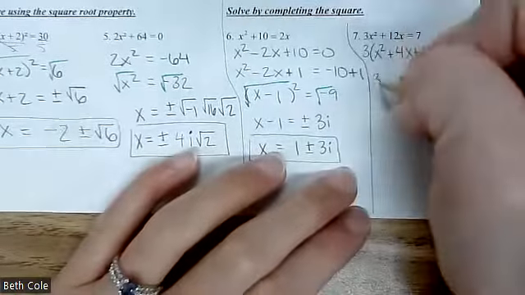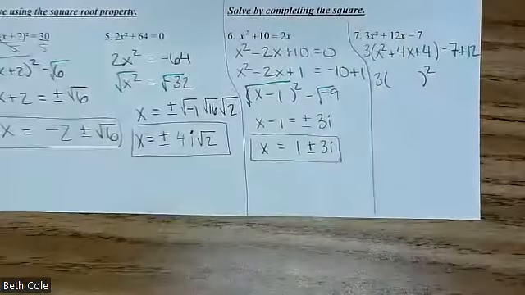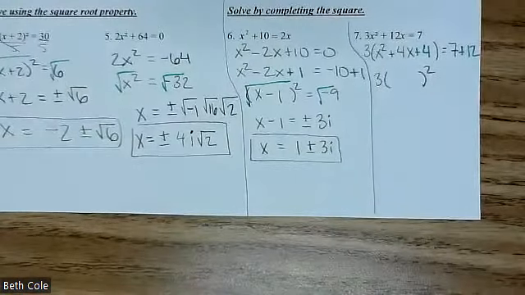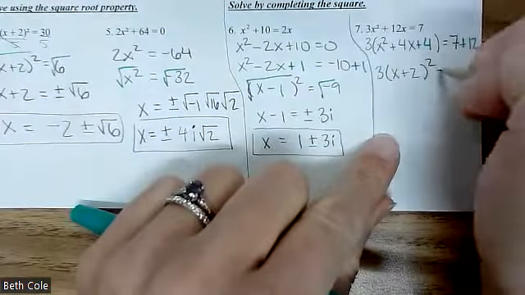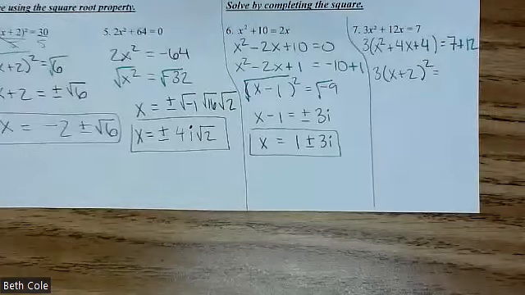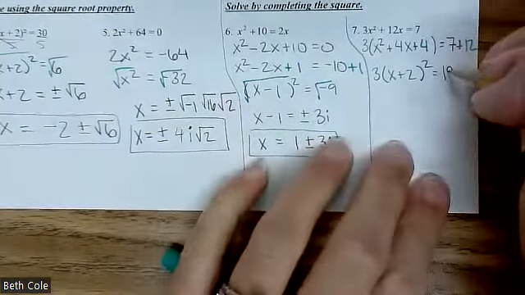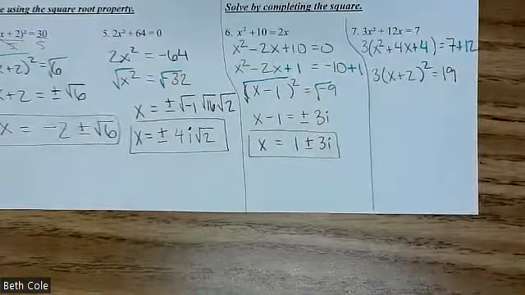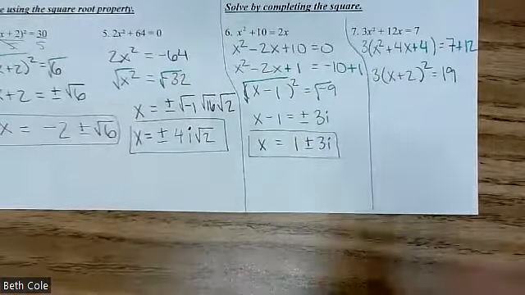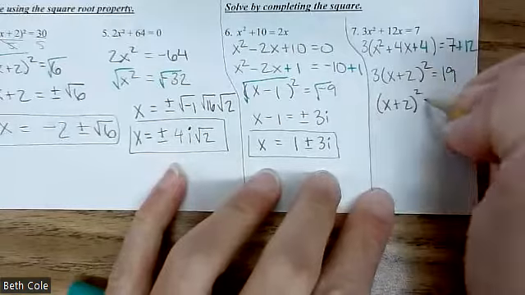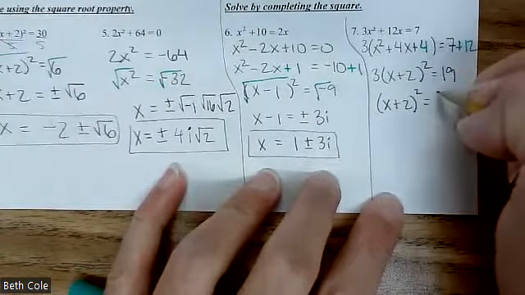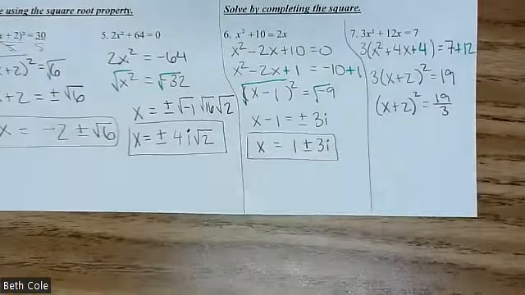So the whole point is so that you could write it as something squared. So what would go in that blank? x plus 2, good. And then over here, 7 plus 12, 19. And now it's exactly like questions 4 and 5. You would divide by 3. 19 doesn't divide nicely by 3, so you will leave it as 19 thirds.